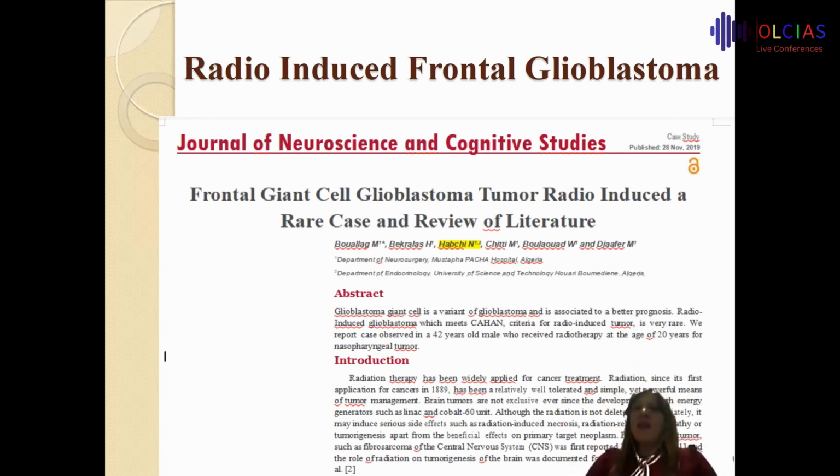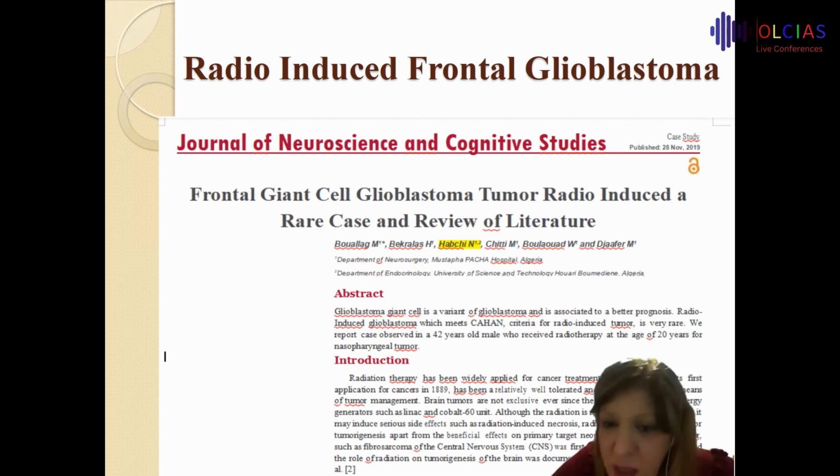And the last case is glioblastoma. As I said before, glioblastoma is considered a malignant tumor. So this glioblastoma can appear as a consequence of radiotherapy. We have this article published in 2019. Here we have a radio-induced frontal giant cell glioblastoma. This is a rare case report.